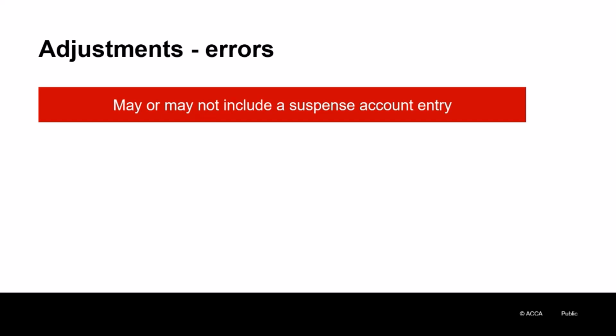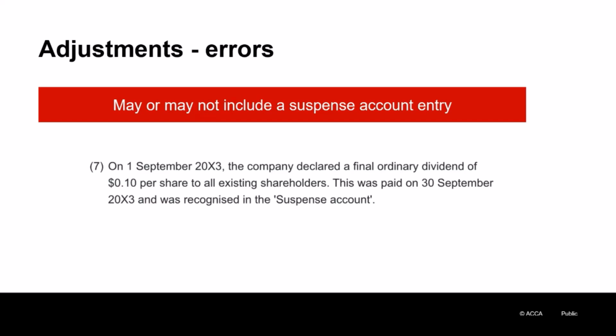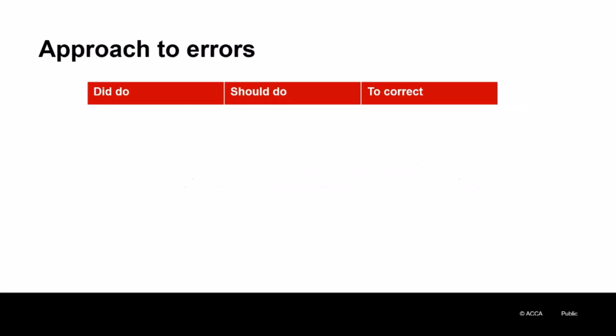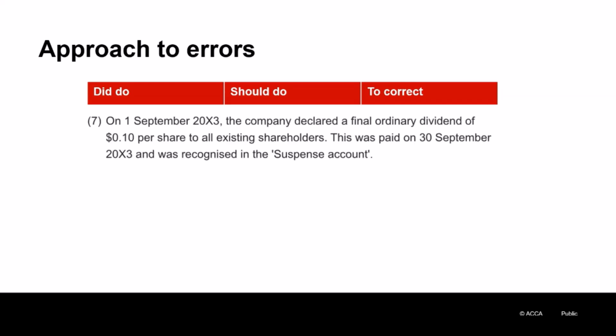Another one is with respect to errors. This may or may not include a suspense account entry. Now, if something has been recognized in the suspense account, it means that one side of the entry is missing in the financial statements. For this purpose, the approach to use is: what we did do, what we should have done, and how to correct it.